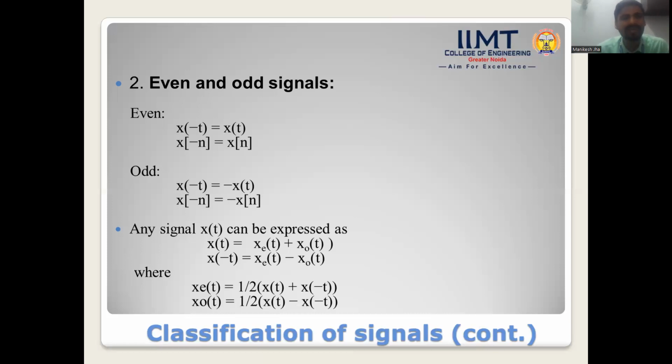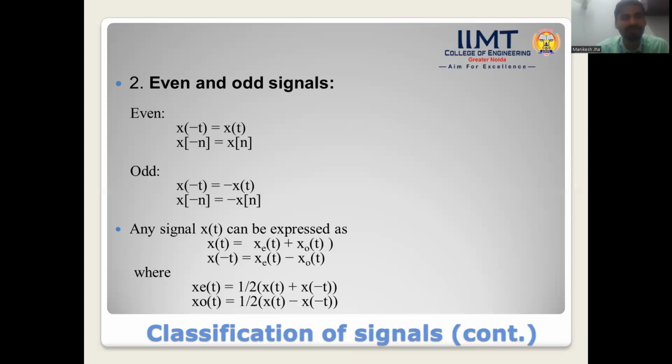So even and odd signals are among the most important signals in the domain of signals and systems. In the next chapter, when we discuss the Fourier transform and Fourier series, this even and odd property comes into the picture again, because there is odd symmetry, even symmetry, and half wave symmetry.